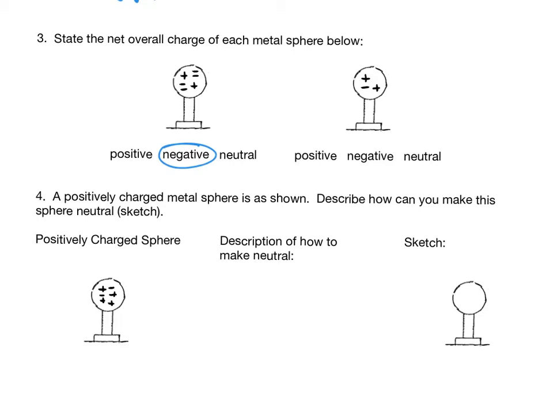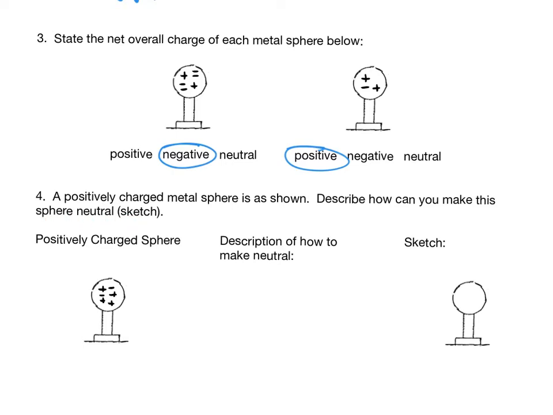If I look on the sphere to the right, I have 2 positive and 1 negative. So I have an abundance of positive charges. So that would make this sphere positively charged. All right, number 4. A positively charged metal sphere is as shown. It's got 1, 2, 3, 4 positive charges and 2 negatives. Describe how you can make this sphere neutral.